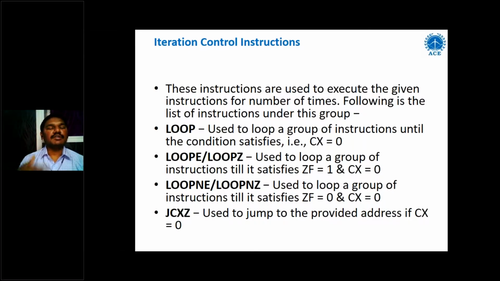Adding 10 numbers, comparing 10 numbers, or verifying a string by comparing a number of times is known as a loop. LOOP, LOOPE or LOOPZ, LOOPNE and LOOPNZ. JCXZ, jump to the specified location if the CX value is 0. Use it to jump to the provided address if CX equals 0. These are known as the iteration control instructions, and they are also very important in terms of programming.